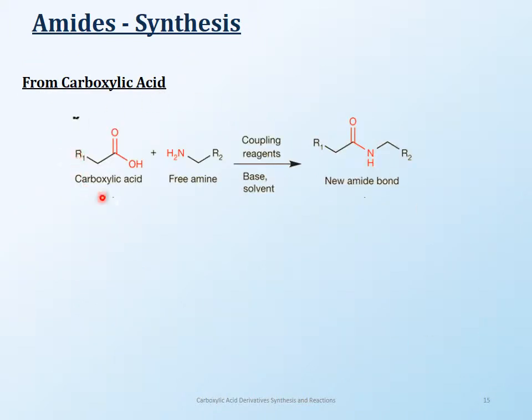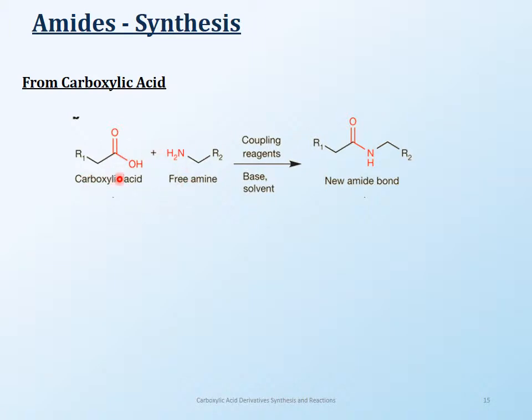And then from carboxylic acid, you can form amides also. You definitely need some sort of a coupling reagent or some catalyst in order to do this reaction. Otherwise, this is not a very good reaction. As we said before, carboxylic acids are not very reactive. So they can work. People like to work with the acids because they're readily available, but they're not very reactive.